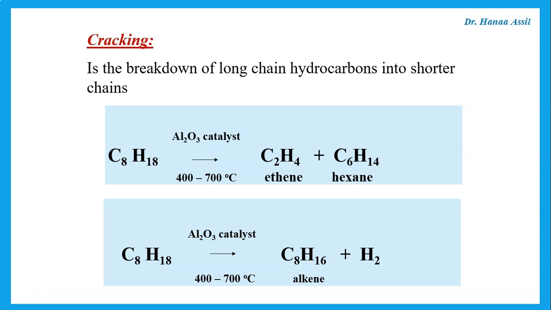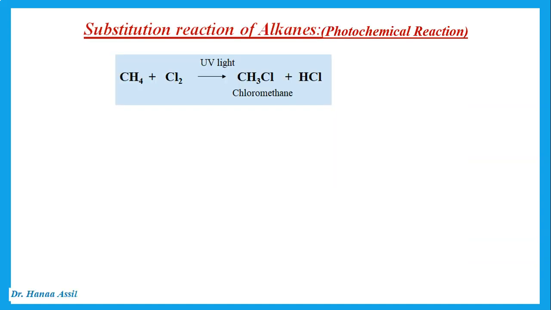Now, if we're breaking a long chain hydrocarbon like C8H18, either we break it into alkene plus alkane or alkene plus hydrogen. So cracking would either give alkene and alkane or alkene and hydrogen. So we always get alkene, and then we can either get alkane or we can get hydrogen.